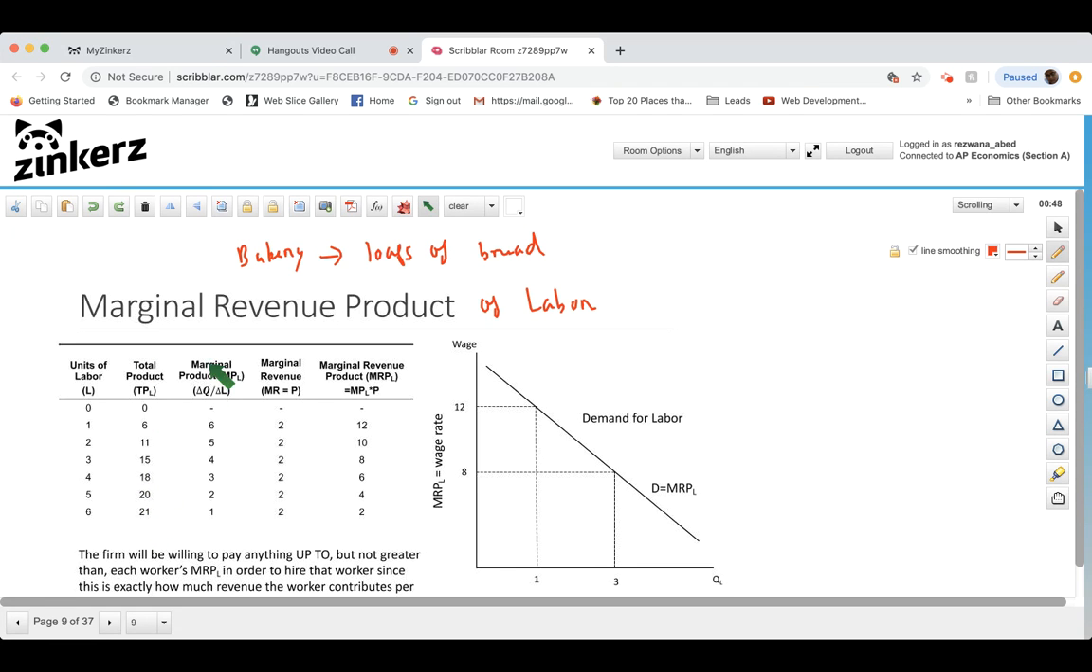Okay, and then in this column we have the marginal product of labor, right? And this is just what we saw in the previous slide. The marginal product of labor is the change in total output, or total product, divided by the change in labor. So how did I get these numbers? 6, 5. By seeing the change in quantity and the change in labor, or you can subtract the total product from its previous total product. Okay, great. So does everybody see that?